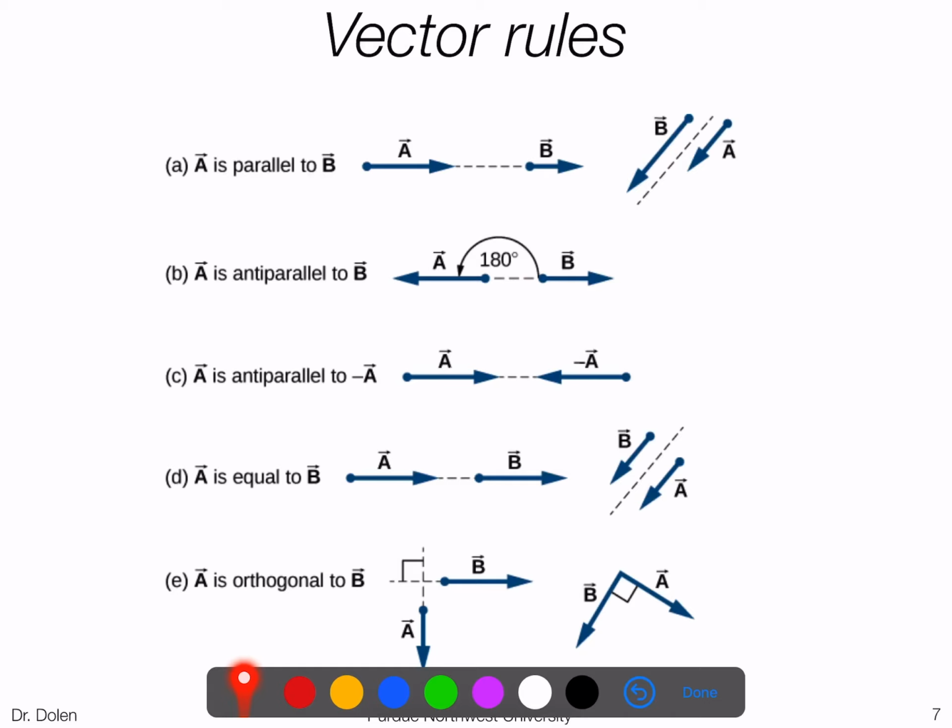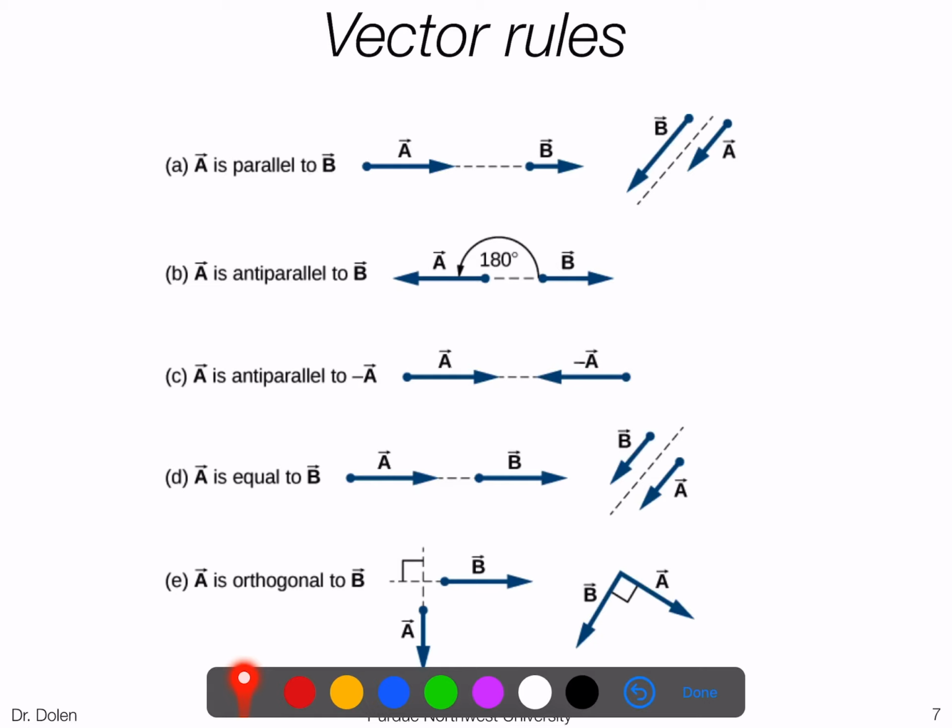One of the most important rules is what happens when you consider the negation of a vector. What if I have a vector A and I multiply that vector by -1? If I have negative A, that's a vector of exactly the same length. Both of these vectors have exactly the same length, but vector -A points in exactly the opposite direction of vector A. So vector -A is anti-parallel to A.